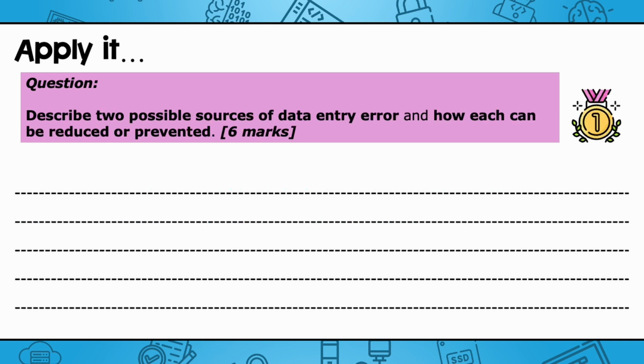And then finally, our gold question. Describe 2 possible sources of data entry error and how each can be reduced or prevented for 6 marks. So a little bit longer. Pause the video and have a go.